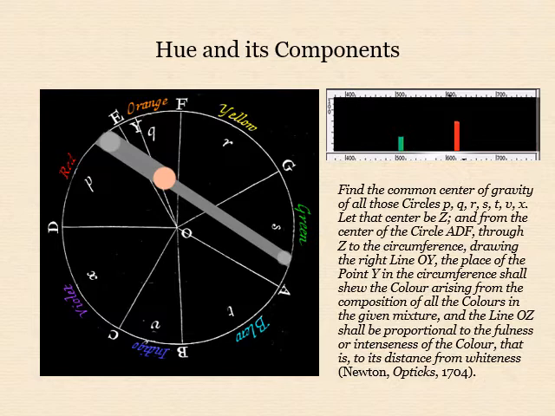A colour perception such as whitish orange tells us nothing about the specific wavelength composition of a light, only the overall balance of its spectral power distribution. Specific wavelength composition is not a perceivable property of light.